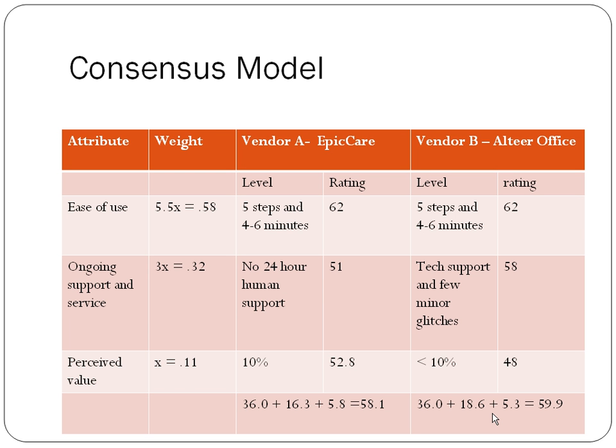When all scores were put in, the analyst then calculated the overall score for each vendor. For each vendor, the overall score was calculated as a weighted sum of the ratings. Thus, for vendor A, the rating of 62 on ease of use is multiplied by the weight for ease of use given by the experts. The rating 51 on ongoing support was multiplied by 0.32, which is the weight for ongoing support and service. The rating 52.8 for perceived value was multiplied by the weight for perceived value, 0.11. The overall score is the sum of the weighted ratings. In this example, vendor B has the highest score of 59.9.